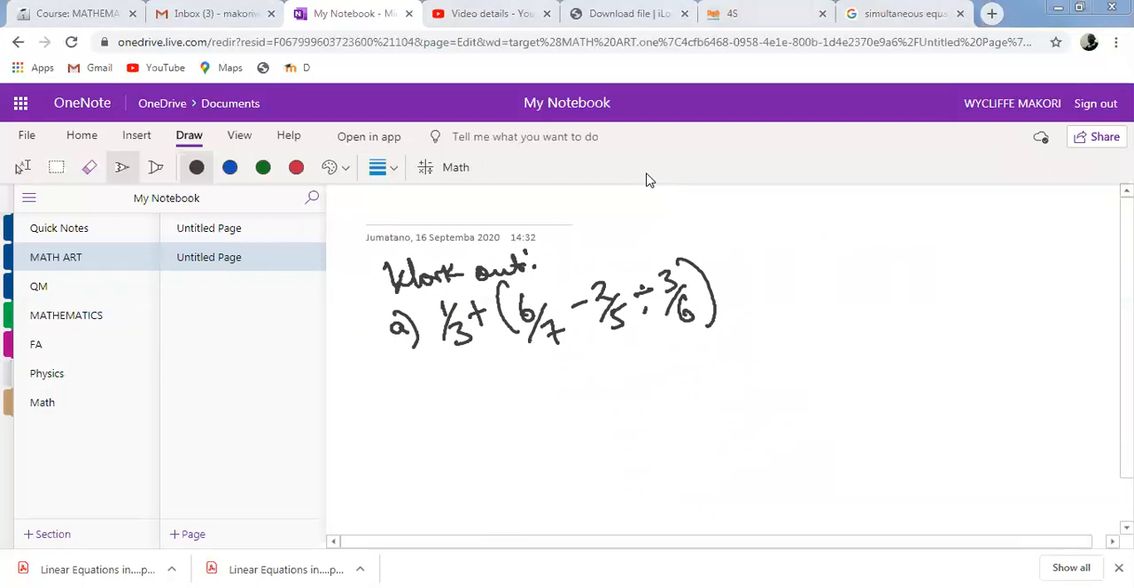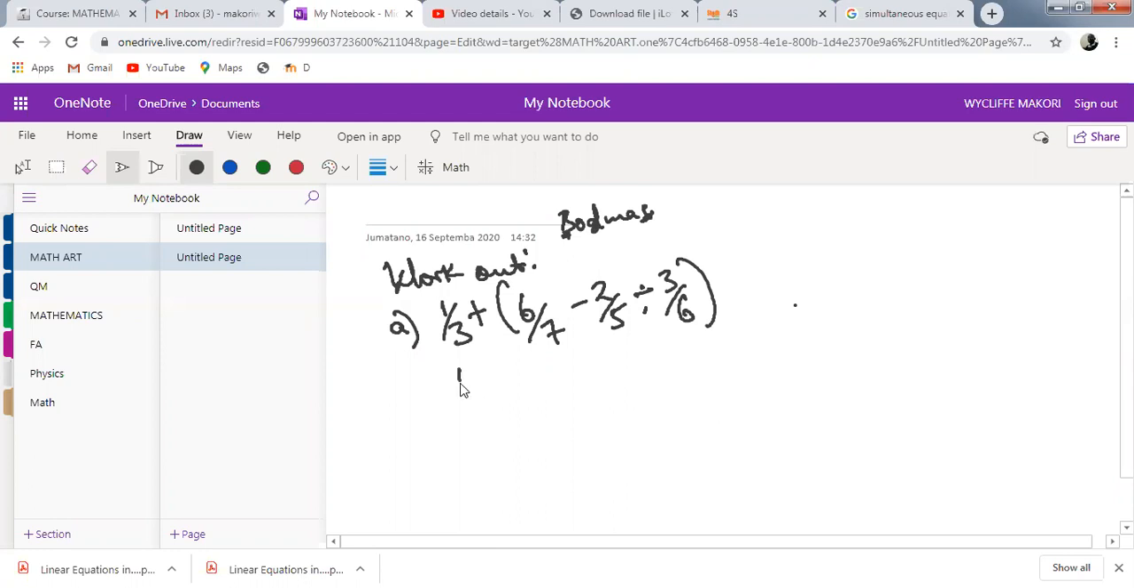So what you need to do is this. First of all, we need to work out what is inside the bracket, and what is inside the bracket is 6/7 minus 2/5 divided by 3/6. If we use our BODMAS idea, yes, we are inside the bracket, but inside the bracket again, we have minus and division. You will find that division appears earlier than the subtraction, so we need to do the division first.